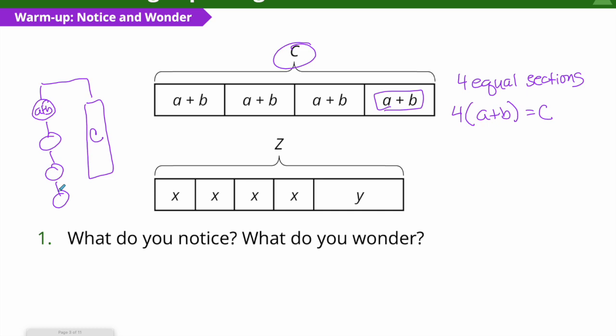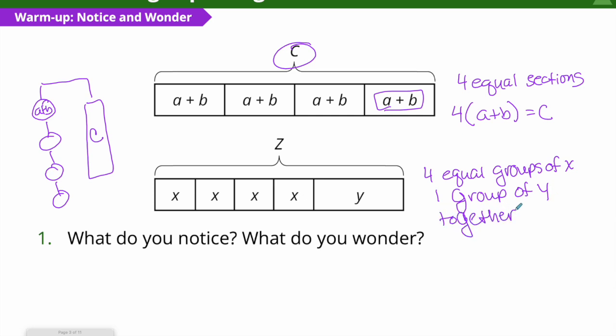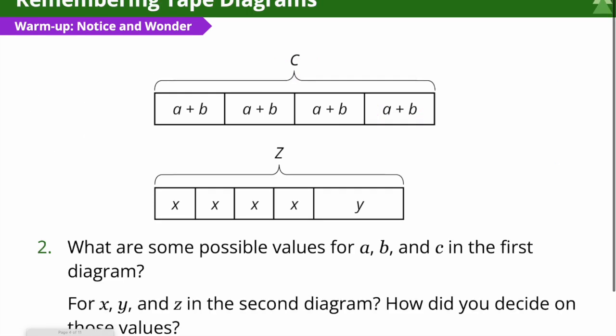In the second one, we have 4 equal groups of x, and then we have 1 group of y, and together they make up z. And so we could write an equation 4x plus y equals z. And then we just pick some numbers for a, b, and c to make the diagram true. And then likewise, we pick numbers for x, y, and z to make the diagram true.